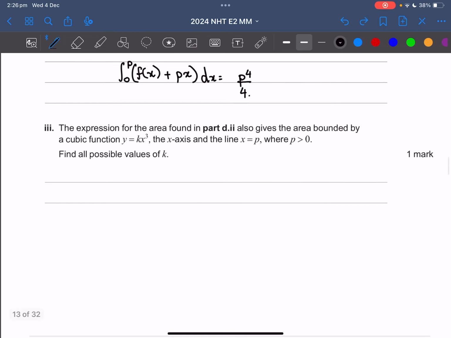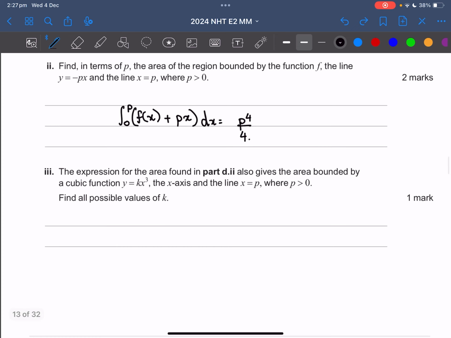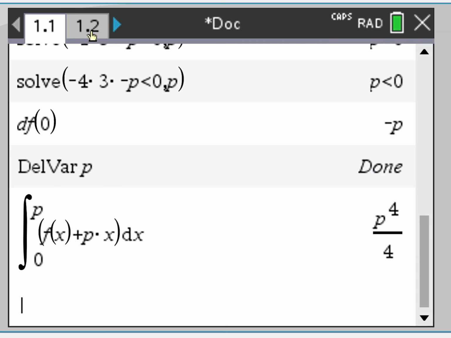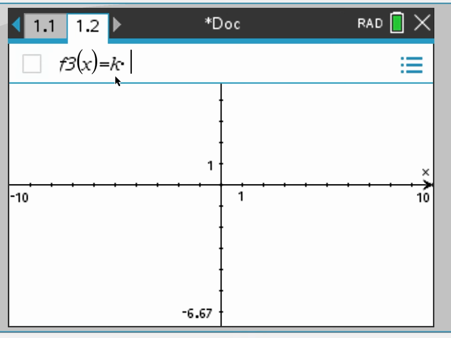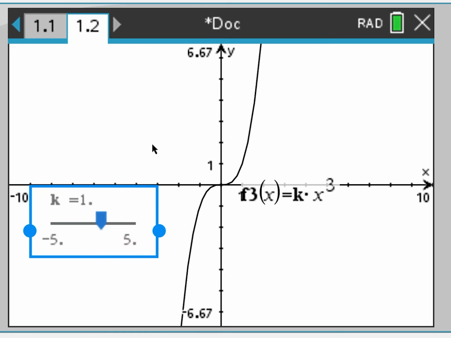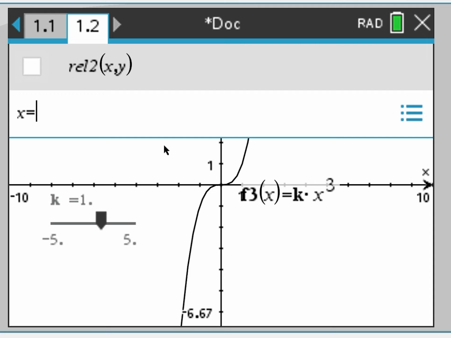Okay, the expression for the area found in part dii, which is this part over here, also gives the area bounded by the cubic function y equals kx cubed, the x-axis, and the line x equals p, where p is greater than 0. So find all the possible values of k. Cool, so in that case, I'm going to quickly plot y equals kx cubed as well. Okay, maybe I'll delete this one and I'll open a new one. So k times x cubed. And of course, we have to create the slider. And we also have to plot x equals p. So we'll do x equals p.